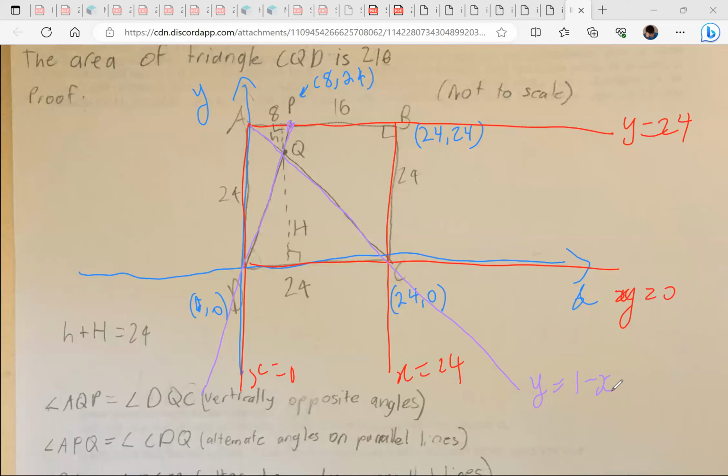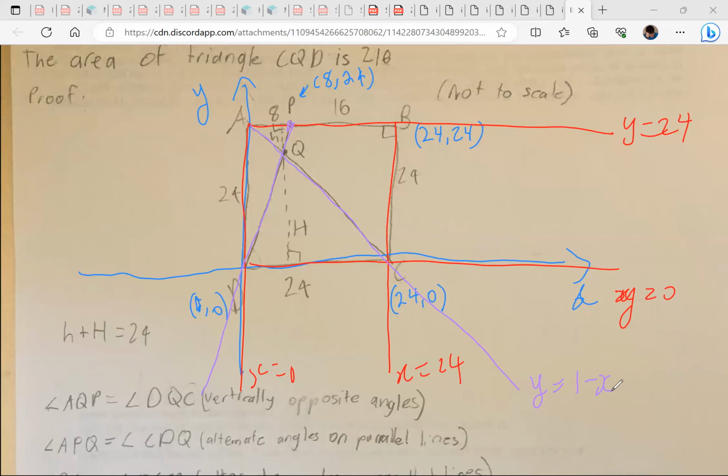Okay, so can people confirm that y equals 1 minus x is that equation? It's not actually that equation. So you can't just mindlessly follow me, okay? It's not actually 1 minus x, okay? Why is it not 1 minus x?